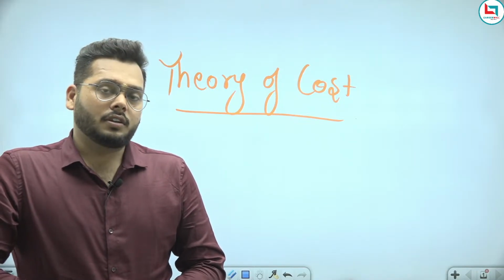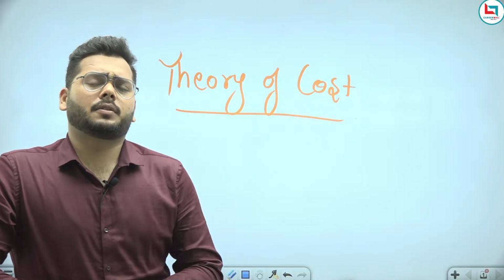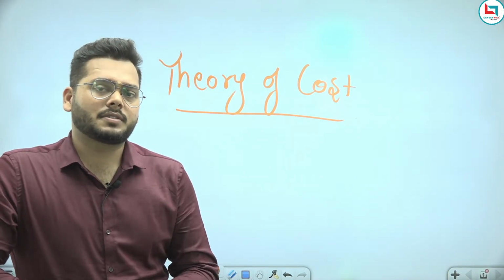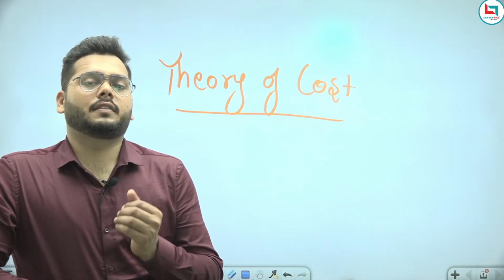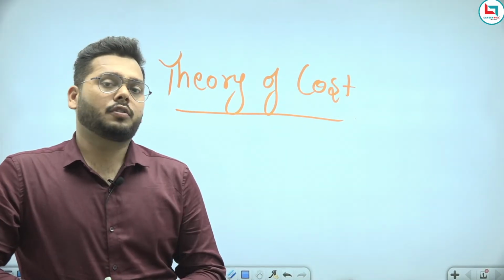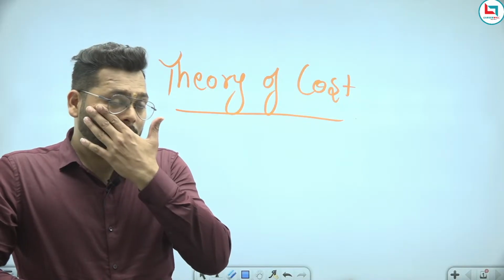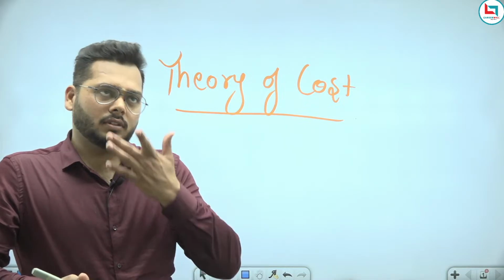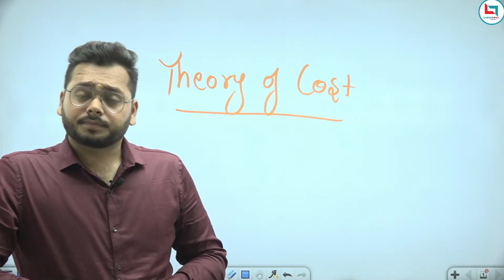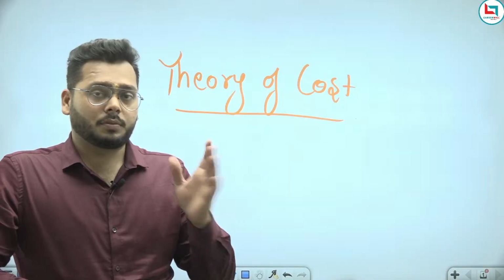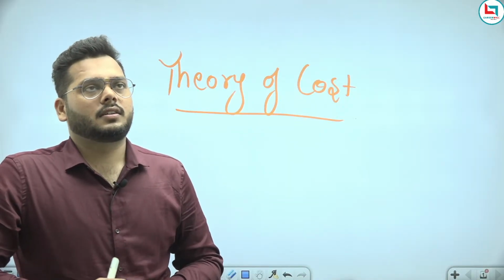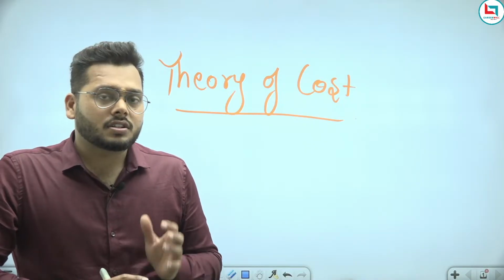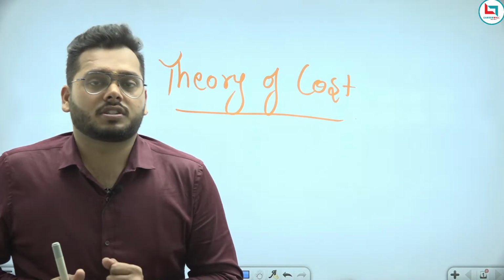So you can see that we have completed many topics earlier. We have discussed some basic concepts and terminologies of microeconomics, and also some parts of economics, and we are going to complete this chapter within 4 to 5 classes. Then we'll start a new topic. In this session we are going to discuss the theory of cost.